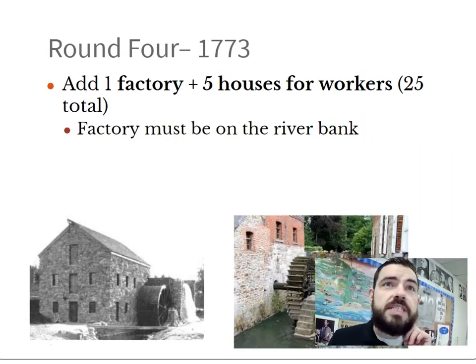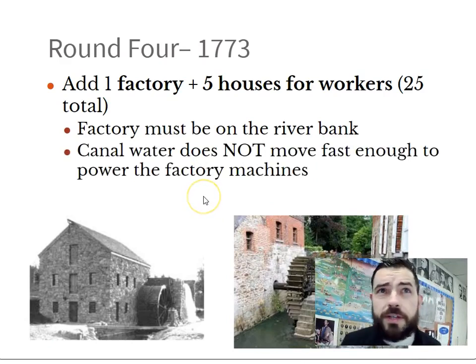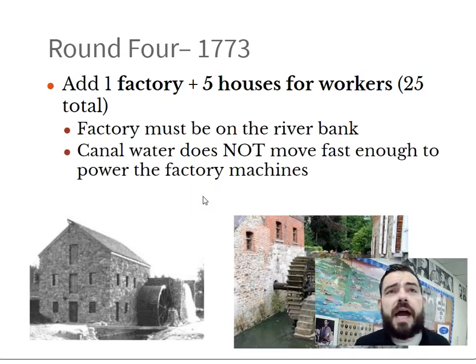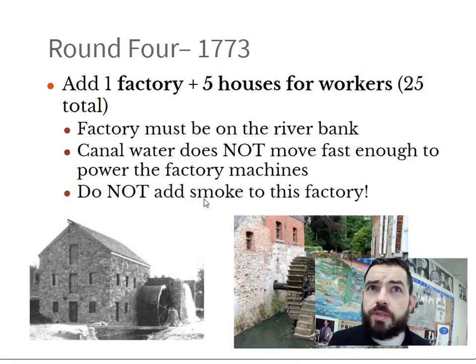The factory needs to be located on the riverbank. Canal water is not fast enough to power the water frame. It needs to be on the river. Do not add smoke to this factory. So on your key, you can see there's a little smokestack. Don't add it.